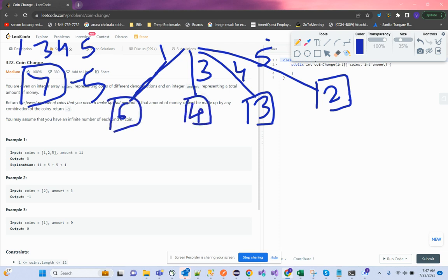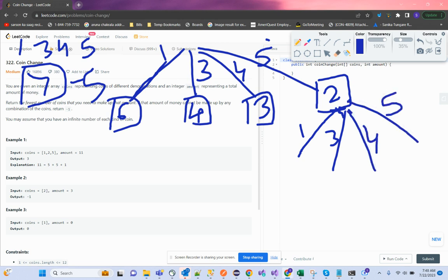Now just try to make 2. So for amount 2, I'll try to take all these combinations of coins and check whether I can come up to the solution. So I'll take 1 coin, I'll take 3 coin, again I'll take 4 coin, and again I'll take 5 coin.